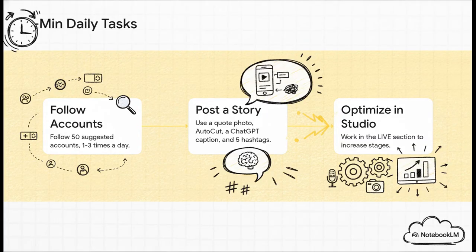First, they follow a targeted list of accounts to attract the right audience. Second, they post a simple, templated story using automated tools to generate captions and animations. And third, they do a little bit of technical work inside their TikTok studio settings. That's it, a quick, systematic, daily routine.